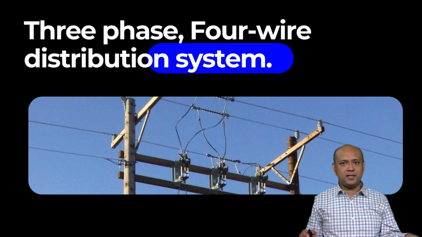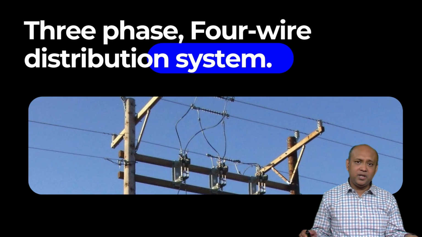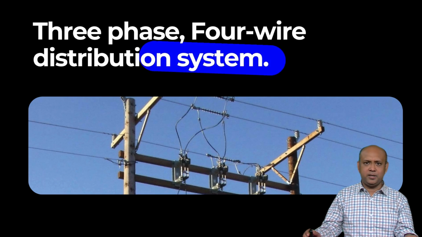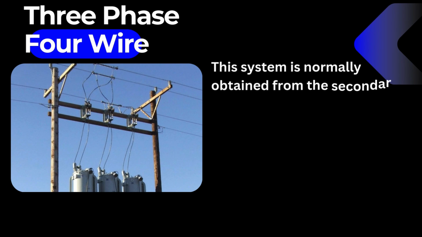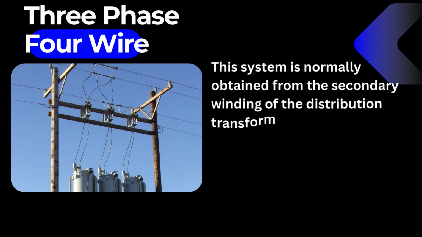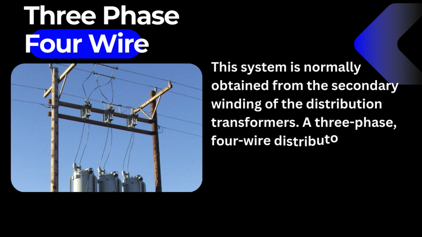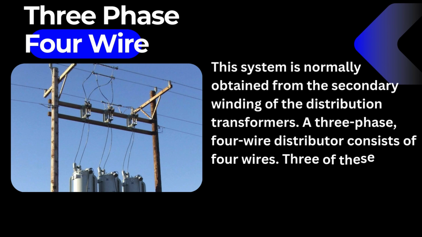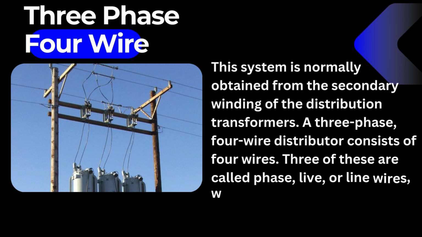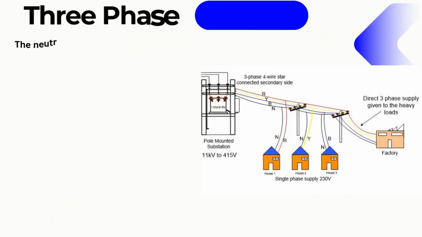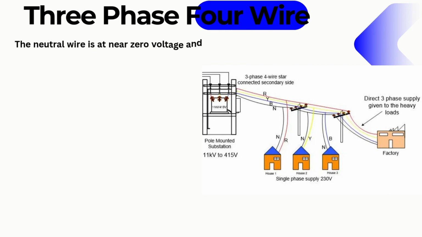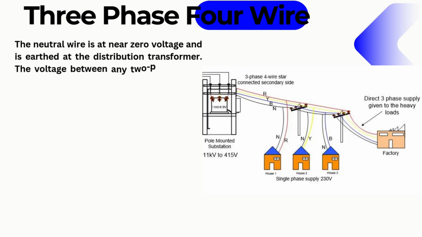Now, let's discuss the next type of distribution system, the three-phase four-wire distribution system. This system is normally obtained from the secondary winding of the distribution transformers. This three-phase four-wire distributor consists of four wires. Three of these are called phase, live, or line wires, while the fourth one is the neutral wire. The neutral wire is at near zero voltage and is earthed at the distribution transformer.